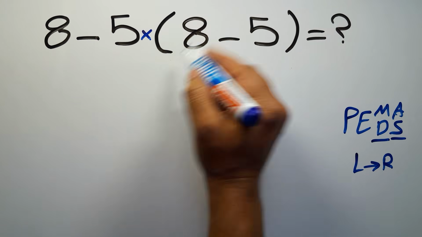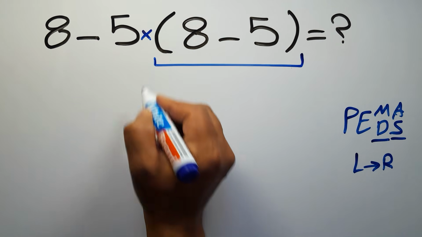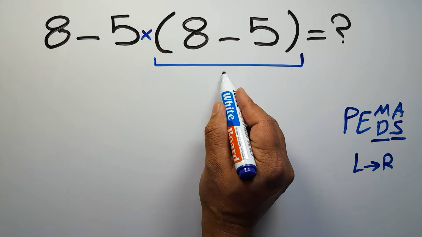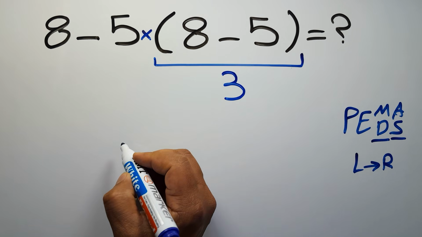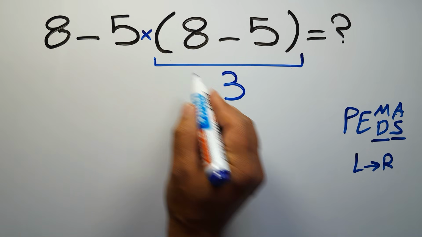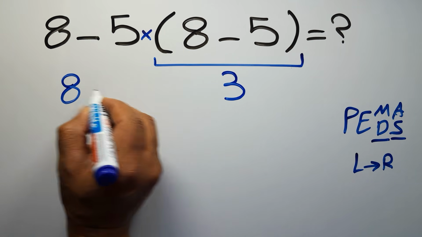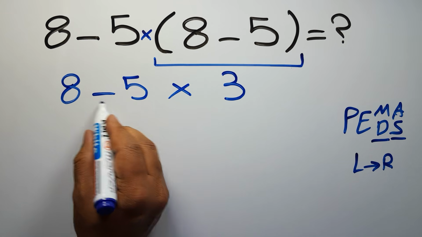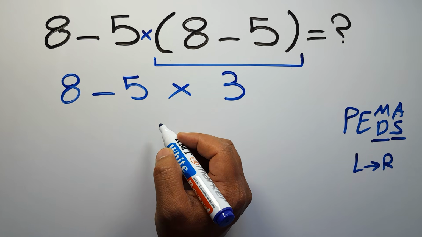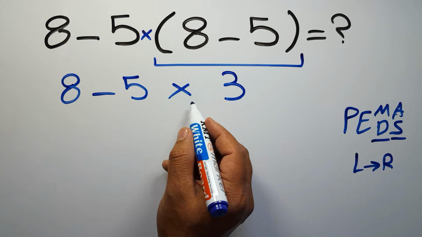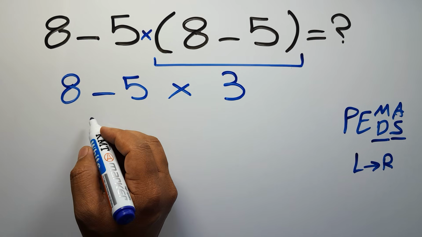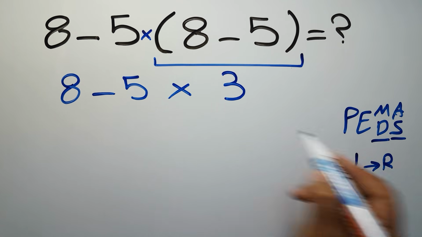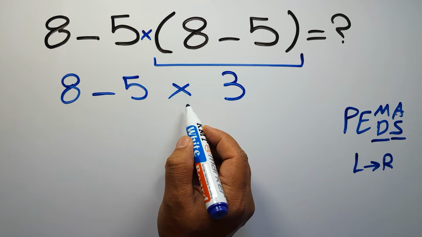So first we have to do this parentheses. Inside this parentheses we have 8 minus 5, which equals 3. So we have 8 minus 5 then times 3. Now we have one subtraction and one multiplication. According to PEMDAS, multiplication has higher priority than subtraction, because multiplication comes before subtraction. So here, first we have to do this multiplication.